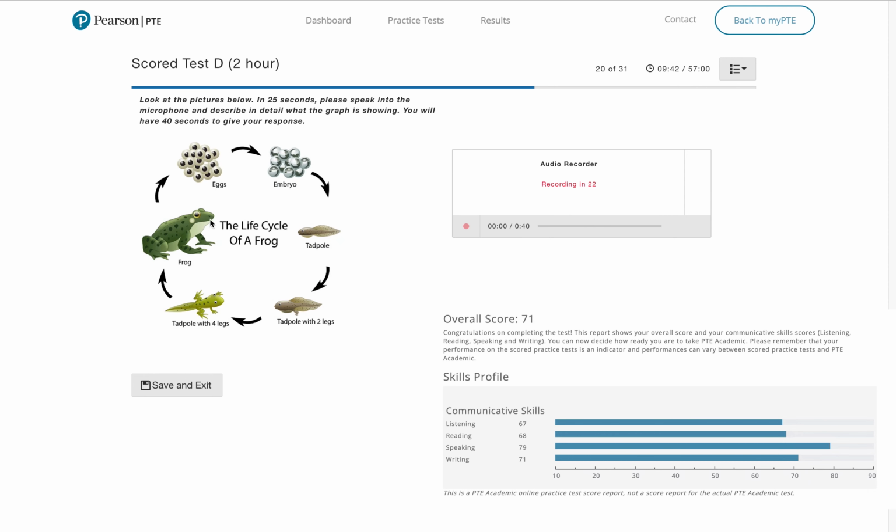This graph shows information about the life cycle of a frog. The first step is X, which is the most important step. Embryo, tadpole with two legs, tadpole with four legs, frog. Total six steps.